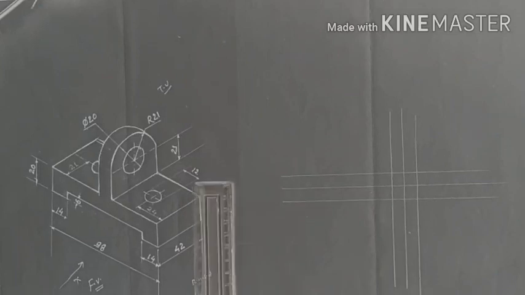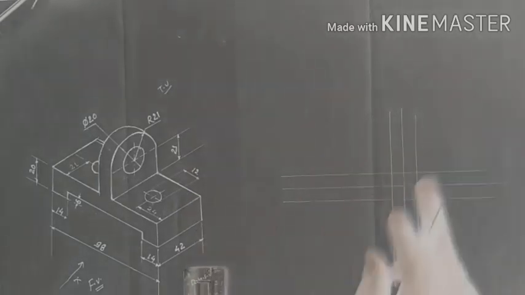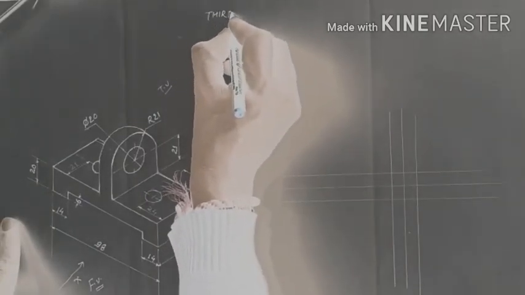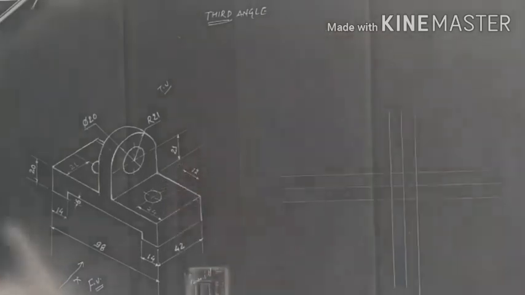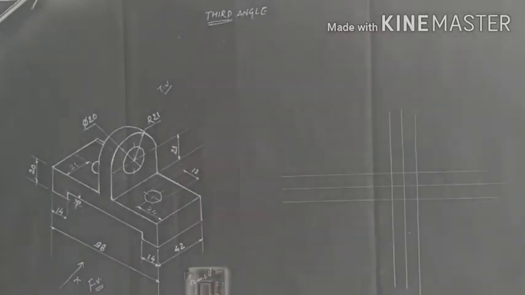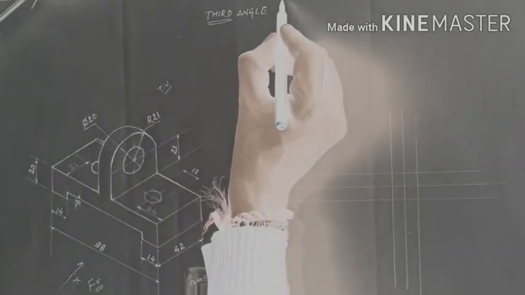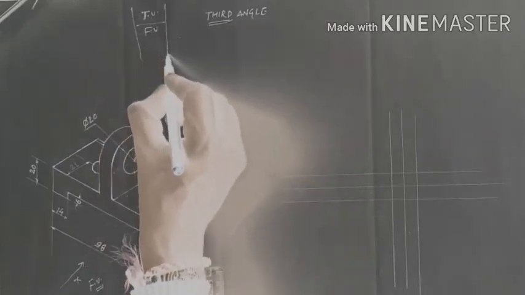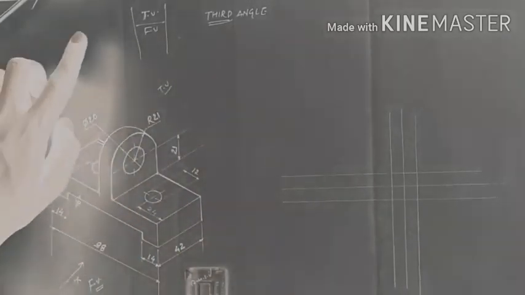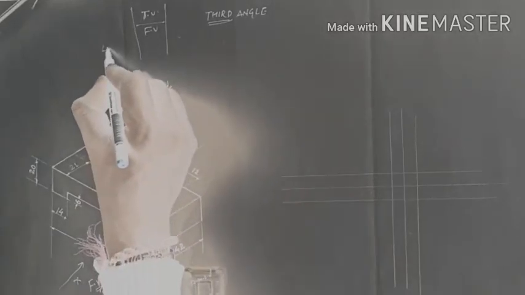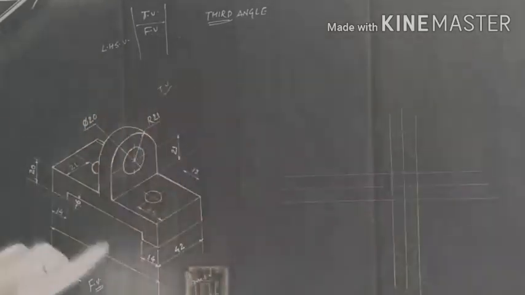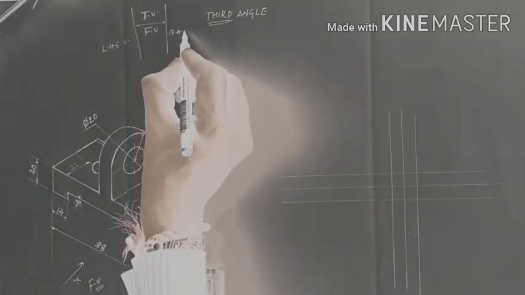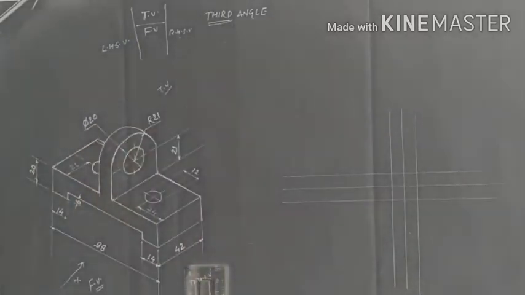Now first we put where the views go. Here we use the third angle projection method, and according to it, the top view is always above and the front view is just below it. And what about the side view? If we see the side view from the left side, then it should be drawn to the left of the front view, and if we see the object from the right side, then you draw the right hand side view to the right of the front view. Okay, so no doubt here.